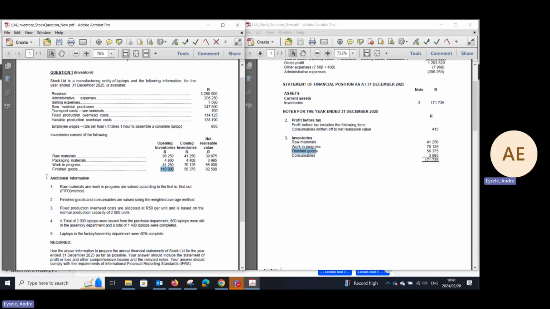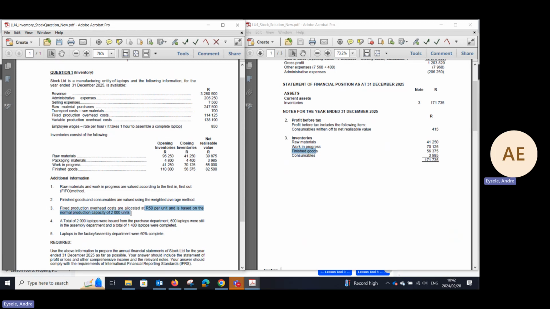Now let's go to the additional information first. Raw materials and work in progress are valued according to the first in, first out method, that's the FIFO method. That's the accounting policy note on how these items are valued. Finished goods and consumables are valued using the weighted average method. Fixed production overhead costs are allocated at 50 Rand per unit and are based on the normal production capacity of 2,000 units.